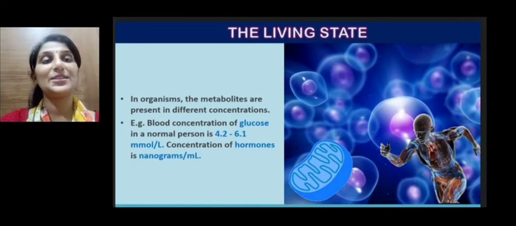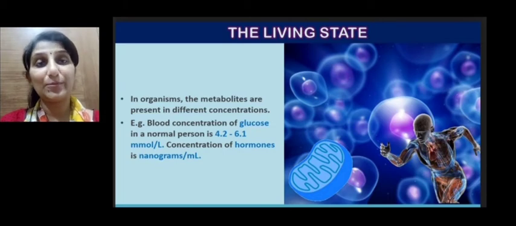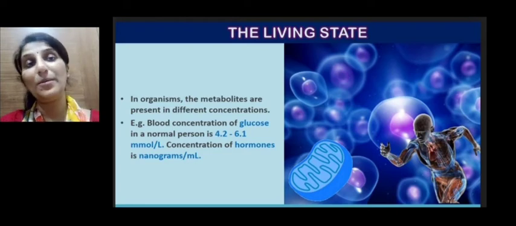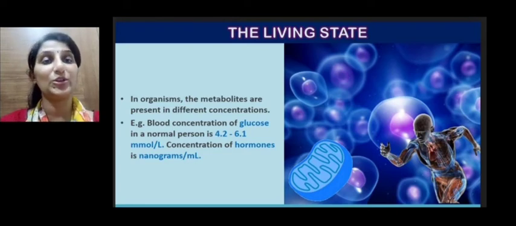In organisms, the metabolites are present in definite concentrations. The primary and secondary metabolites are present in definite concentrations. For example, the blood concentration of glucose in a normal person is 4.2 to 6.1 millimolar, and the concentration of hormones is in nanograms, that is 10 raised to minus 9. So these are very precise quantities.